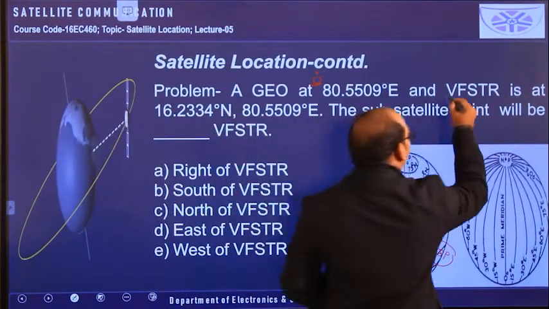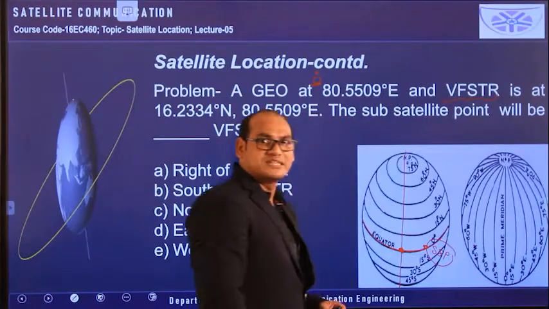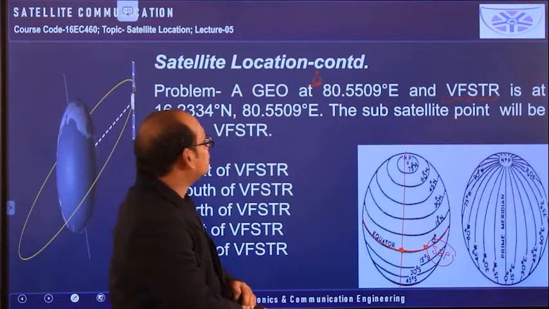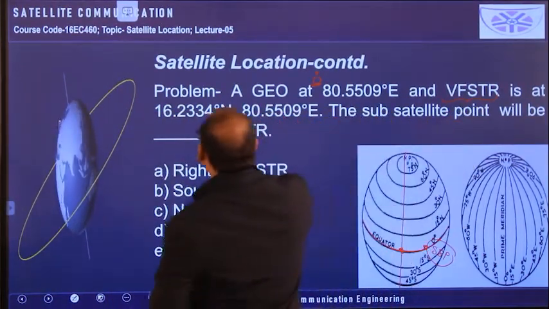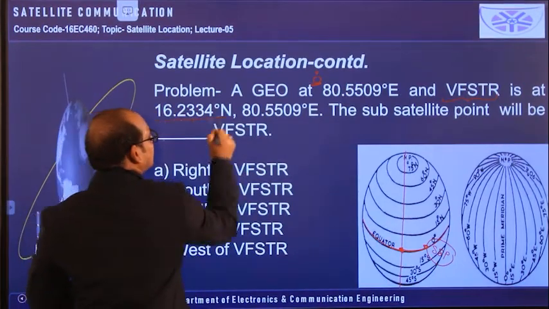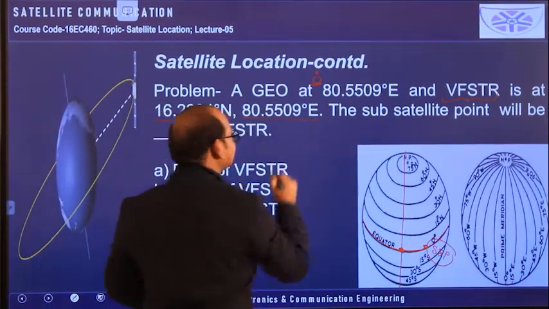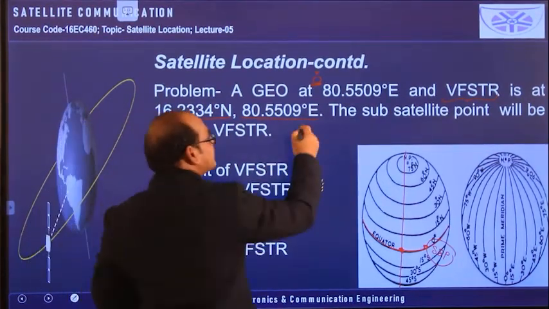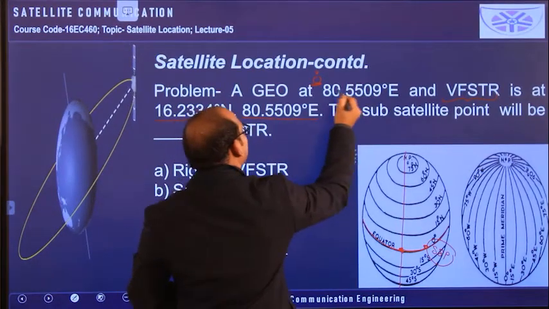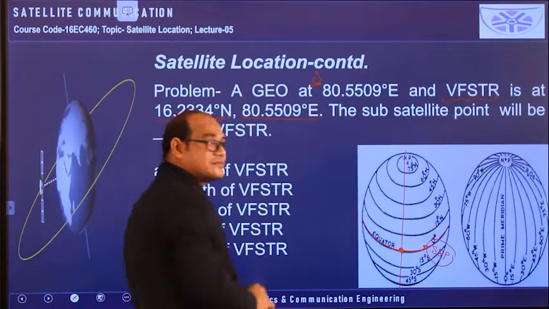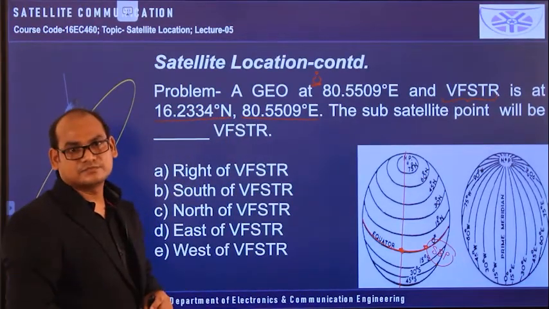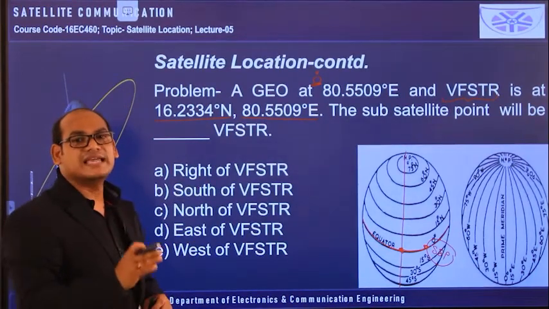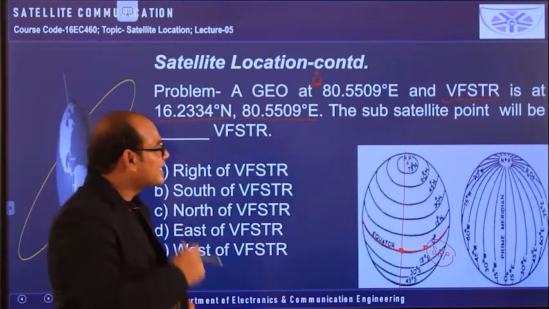Then I have taken an example here, that is VFSTR, our Vignan University only. You can check this. The latitude and longitude coordinates of VFSTR are 16.2334 degrees north and 80.5509 degrees east. Okay, these are actual values only. I have taken these values from the internet. If you see the longitude of VFSTR and the longitude of this satellite, both are equal. That means both are available on the same meridian. Our Vignan University and the geostationary satellite are on the same meridian, on the same vertical line.